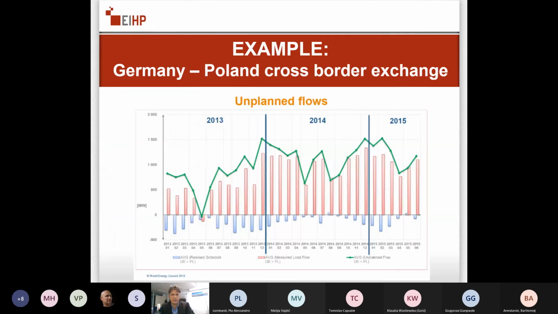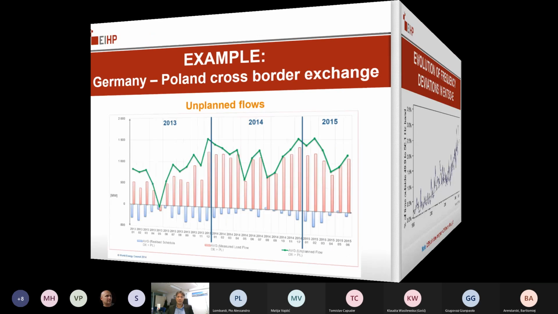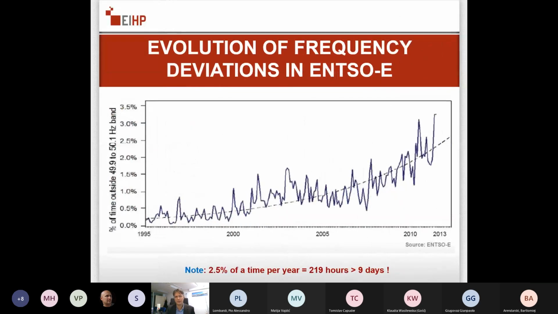This is also an interesting case between Germany and Poland, where these values show the unplanned flow in one or the other direction. The green one is the average mismatch between planned and realized flows cross-border between Germany and Poland. You can see the numbers in all these years are around 1,000 or even 1,500 megawatts. So we have 1,500 megawatts more going across the border than planned. This is the challenge for all operators.